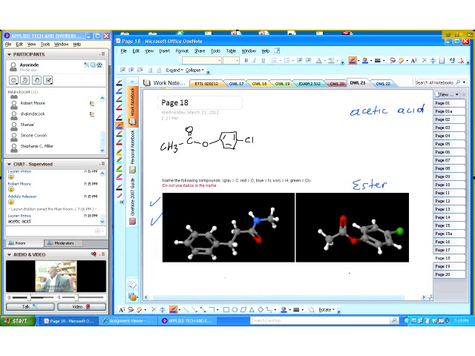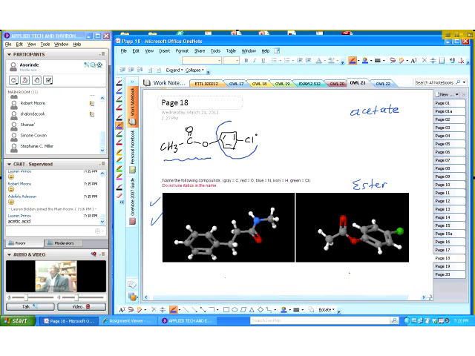Now, since we all agree that this is an ester, you know that to name an ester from the corresponding carboxylic acid, you remove the word acid, and you remove the IC suffix here, and then you replace it with ATE. So anytime you see ATE at the end of a name, you know you have an ester. So this becomes acetate. This part of the molecule is the acetate.